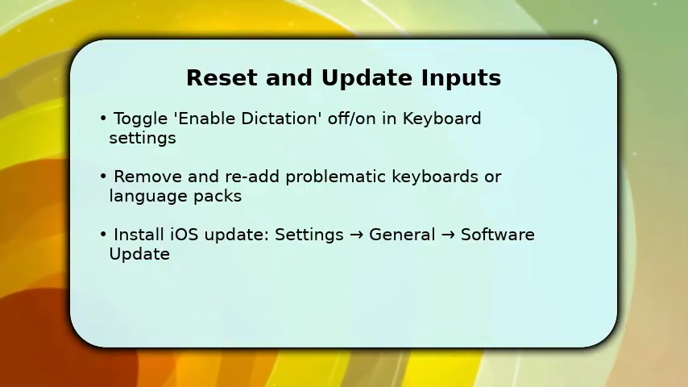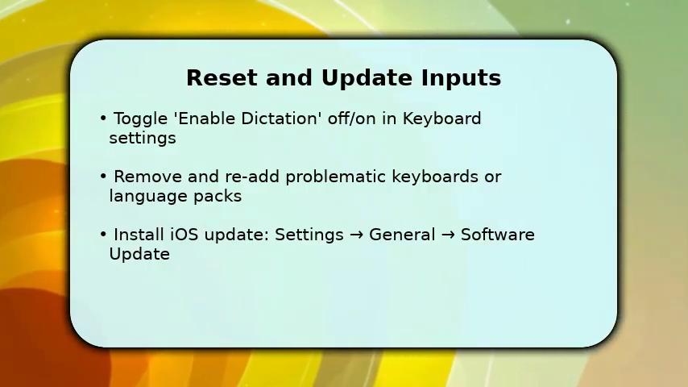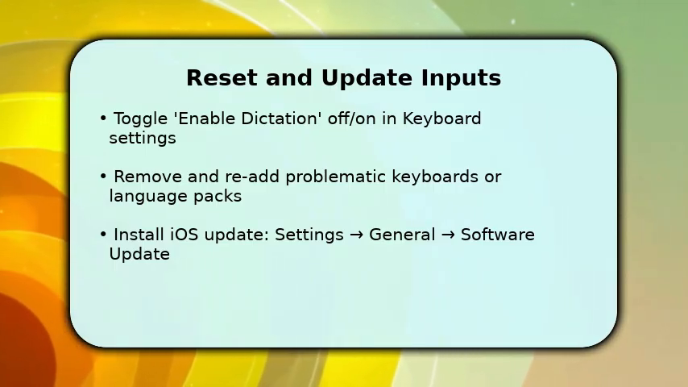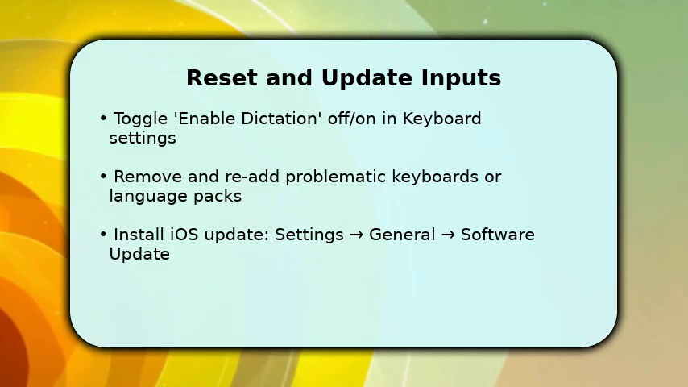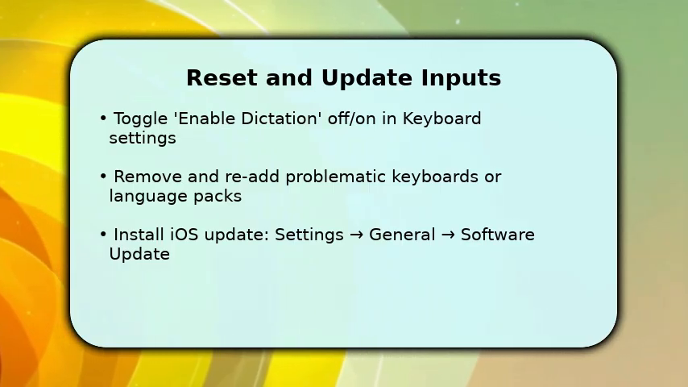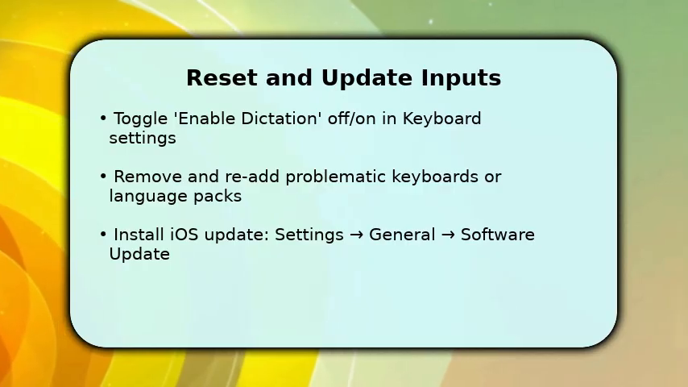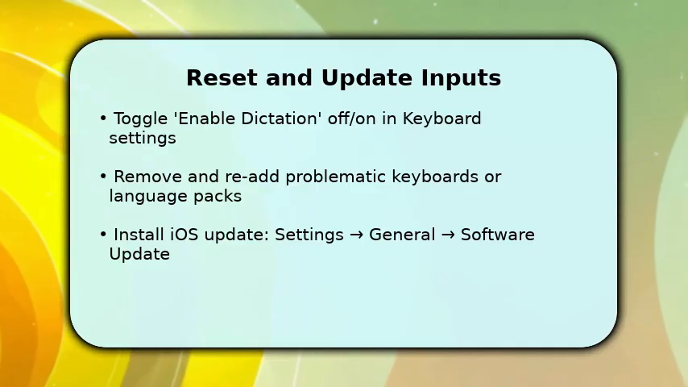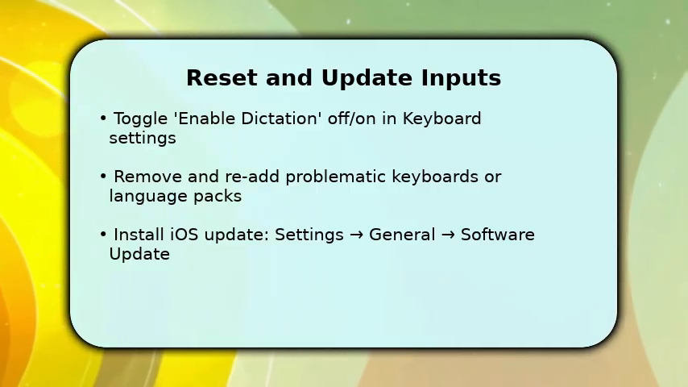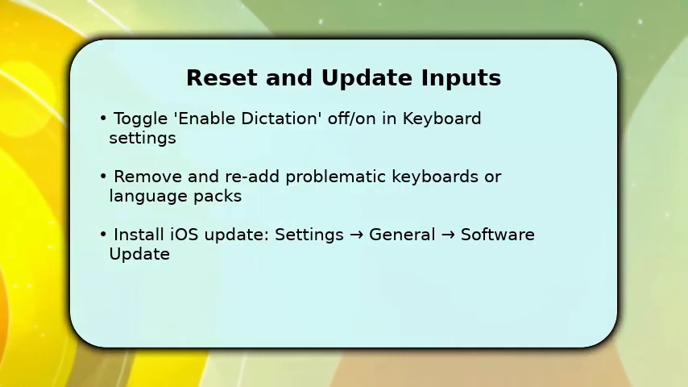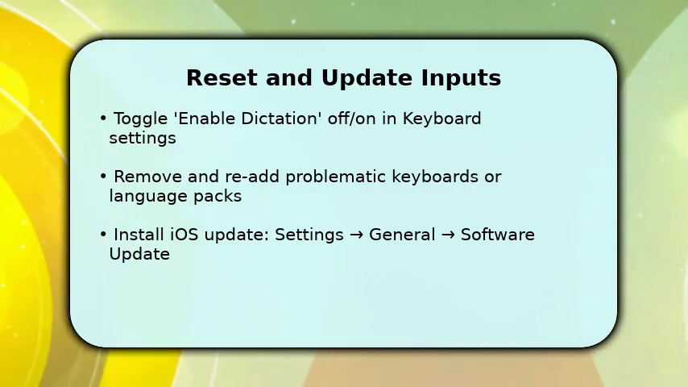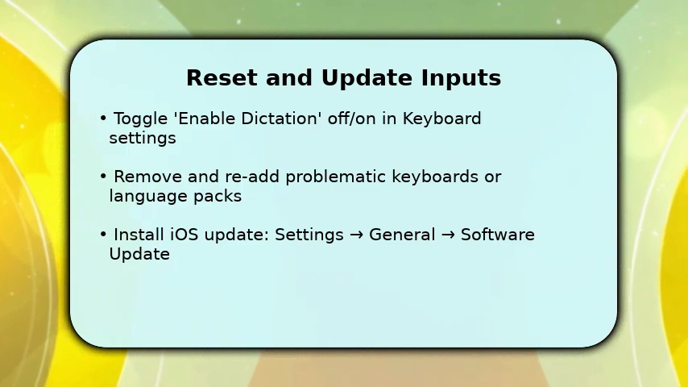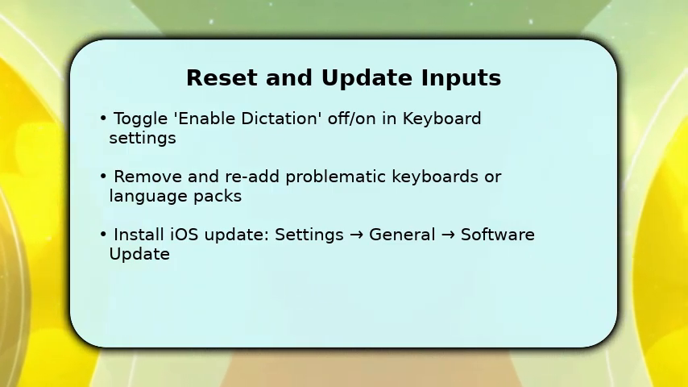Now you'll refresh how the system handles text input. Turn dictation off and back on because it sometimes blocks the globe key. Remove any keyboard that conflicts, long press Edit to delete, then re-add the same language or emoji. Also check for iOS updates. Apple often fixes keyboard bugs in minor releases. Once updated, restart your iPhone to reload services. These steps clear cached keyboard states and ensure compatibility between input services and the emoji selector.